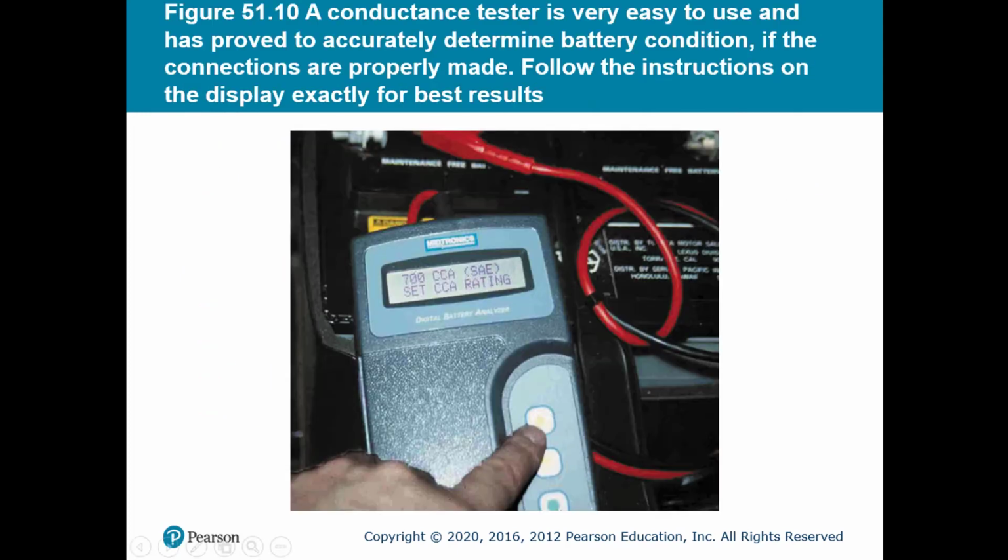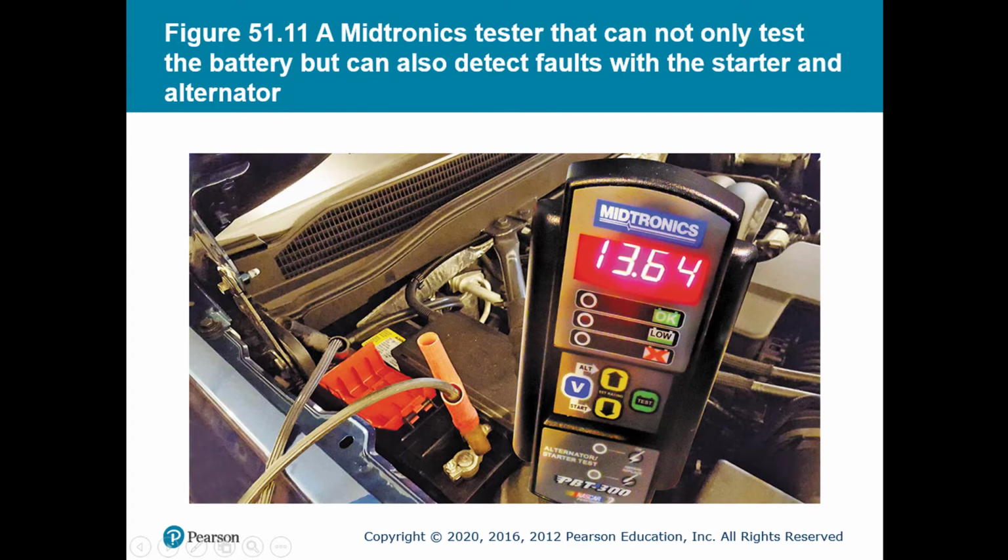And this is the Midtronics tester. This is an older tester, but they're still out there. You're going to set it up for the correct CCAs, and it will spit out what it can actually produce. They're pretty easy to use, pretty straightforward. Some of them can also measure temperature, which is great. You'll get more accuracy that way.